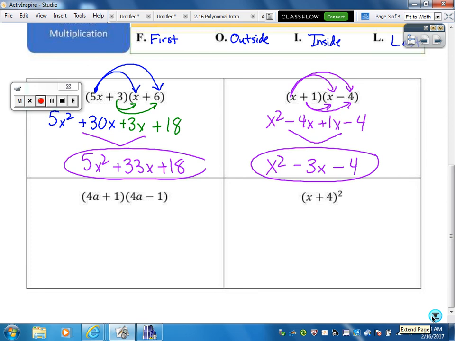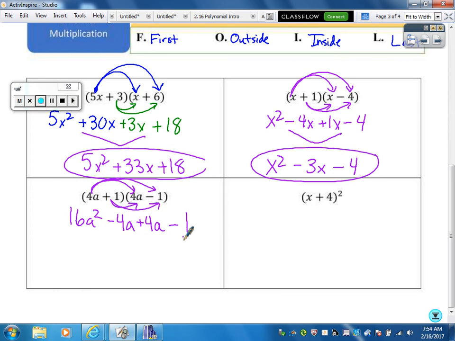You'll see why when we finish it, but notice what we have here. A term, almost the exact same term, the only thing that changed is plus to minus. So I say 4a times 4a is 16a squared. 4a times negative 1 is negative 4a. Positive 1 times 4a is positive 4a. And a positive 1 times a negative 1 is a negative 1.